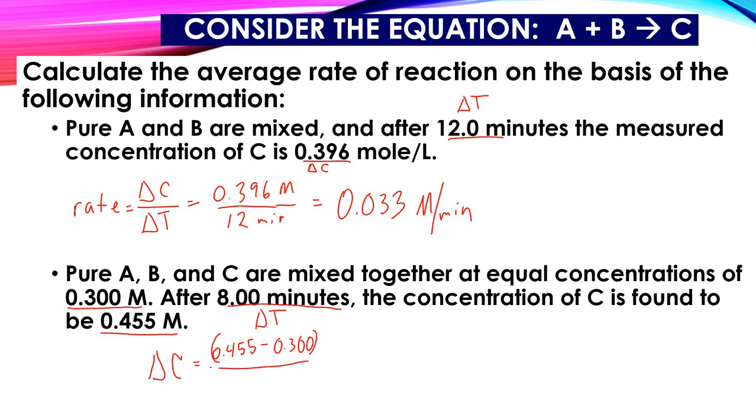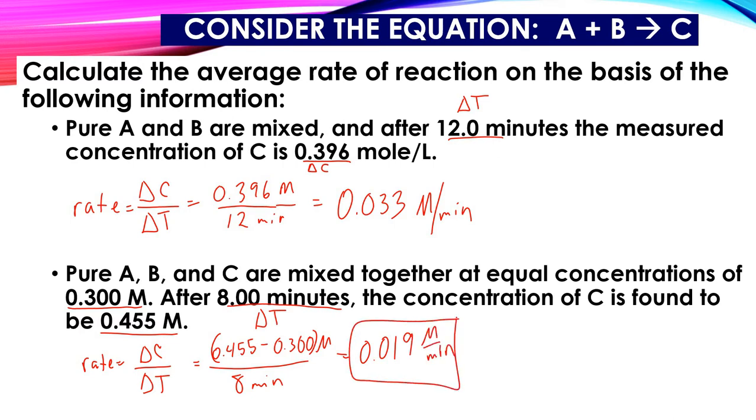That's going to all be over my 8 minutes, and this is molarity on top. I shouldn't put delta there, I should have put rate. Rate again is going to equal delta C, change in C over change in time. What do I get? 0.019. And this is molarity per minute. Don't forget the units. Double check: the triangle is delta, and delta means change.